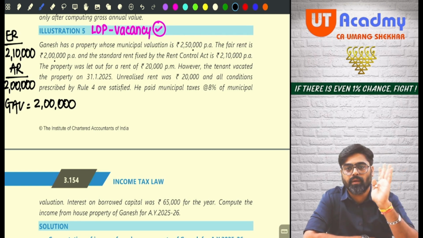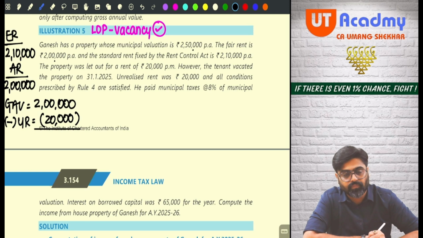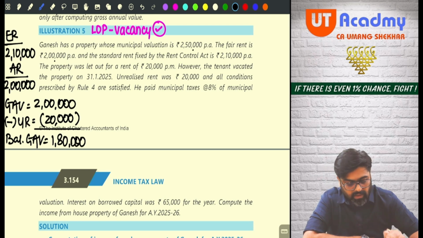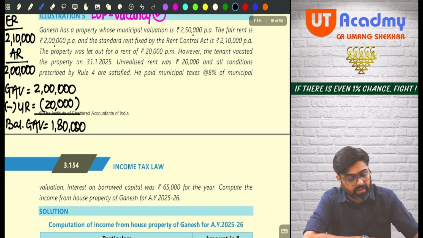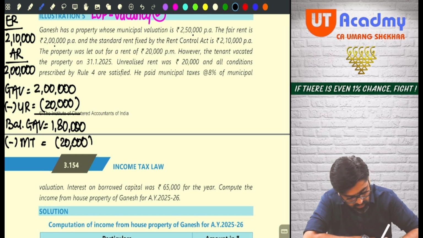Now out of this GAV, I will reduce unrealized rent. That was 20,000, and all the conditions of Rule 4 are satisfied. That is why I am reducing this 20,000. So my final GAV, which is taxable, is 1,80,000. Now out of this, I will get a deduction for municipal taxes, which are 8% of 2,50,000. 2,50,000 into 8% is 20,000. So 20,000 municipal tax I have reduced.